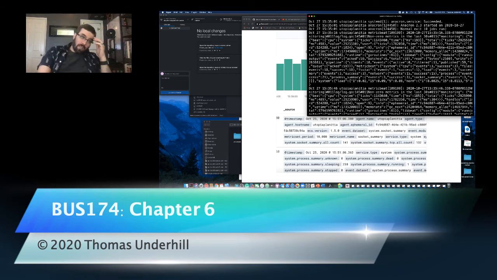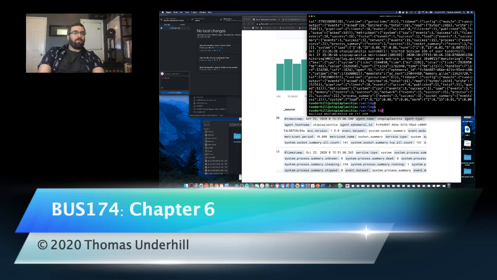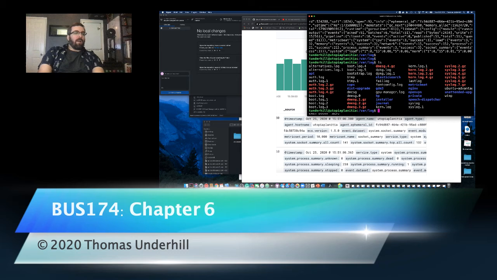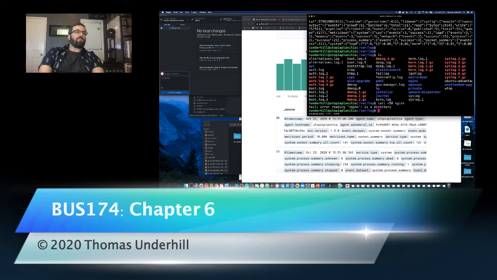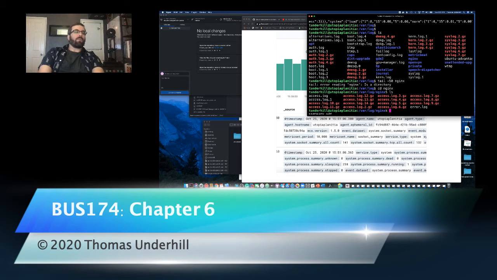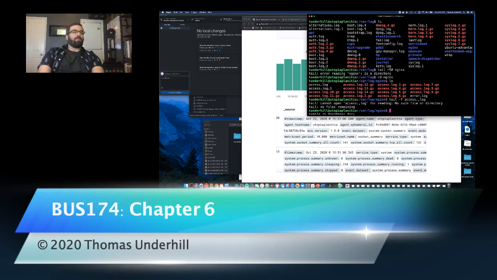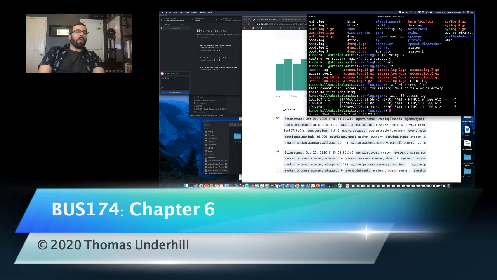Transaction logging. So this is what I was getting to earlier, where we've got logs here, and I actually have I think a web server log on this machine. Okay, so I have a web server log. And in my access log, this is what a normal web server would look like.